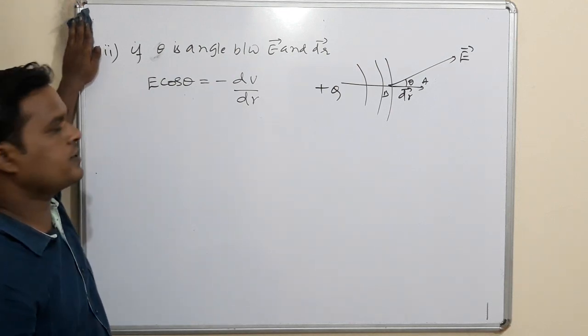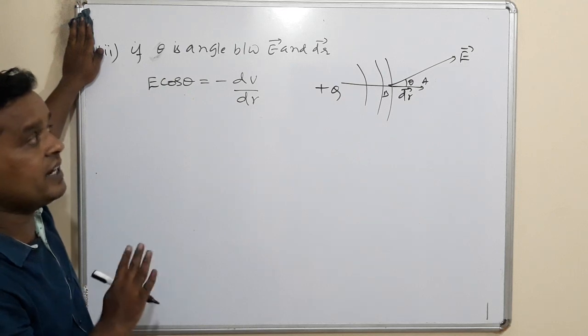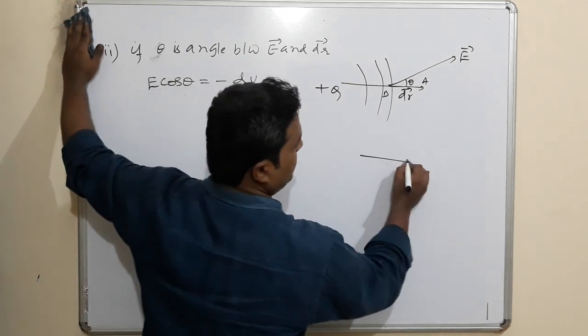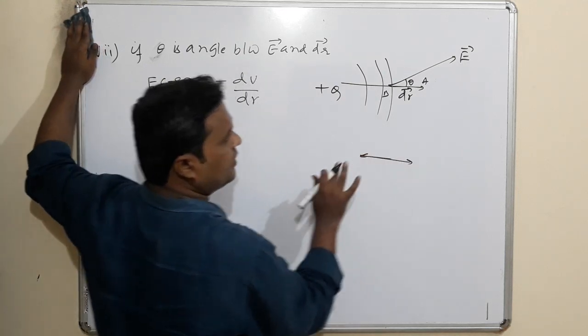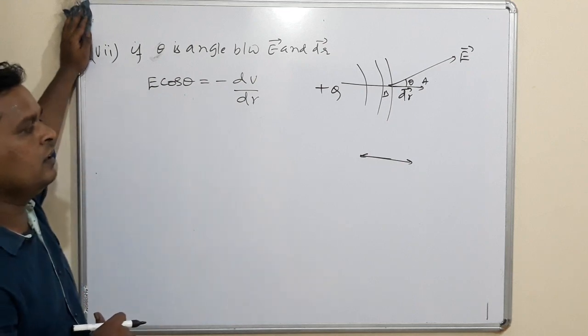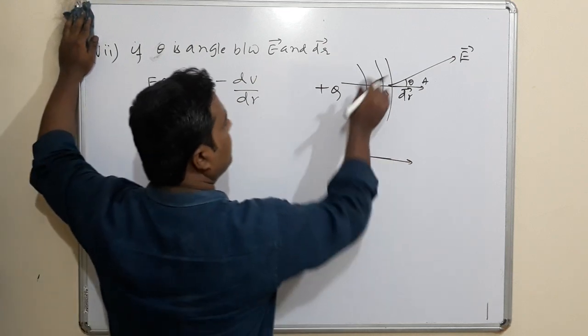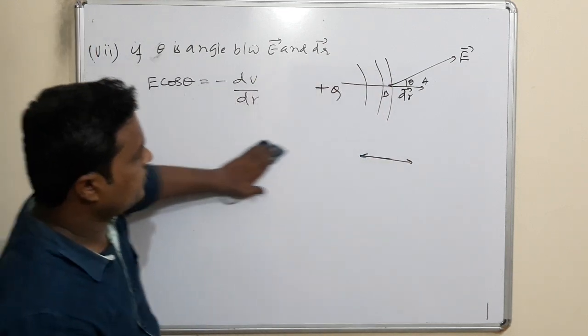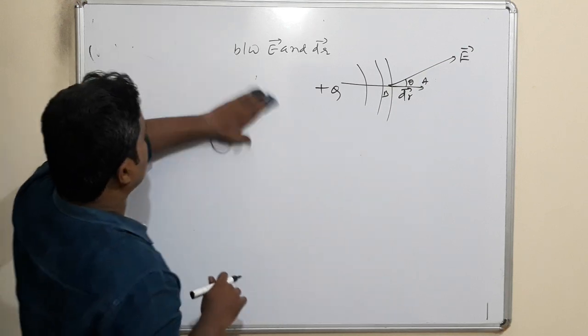We'll solve the examples. Make a note of this. If there is an angle, this is E and we are moving like this, 180 degrees is not necessary. If some angle is there, then we'll write this. We'll solve some examples.